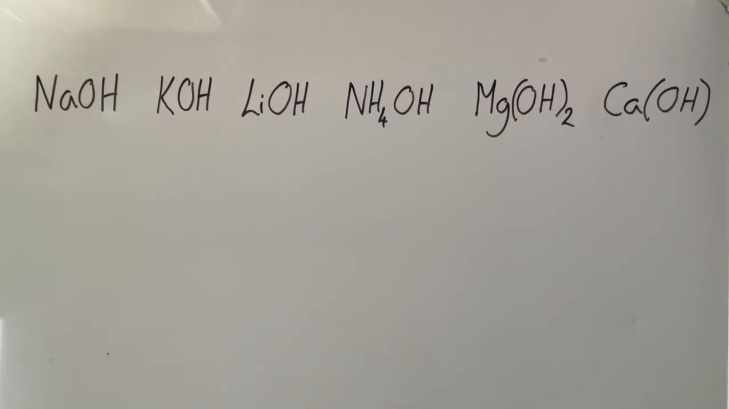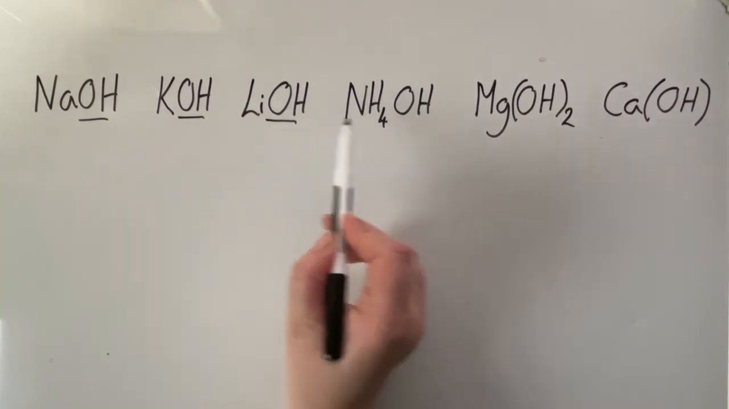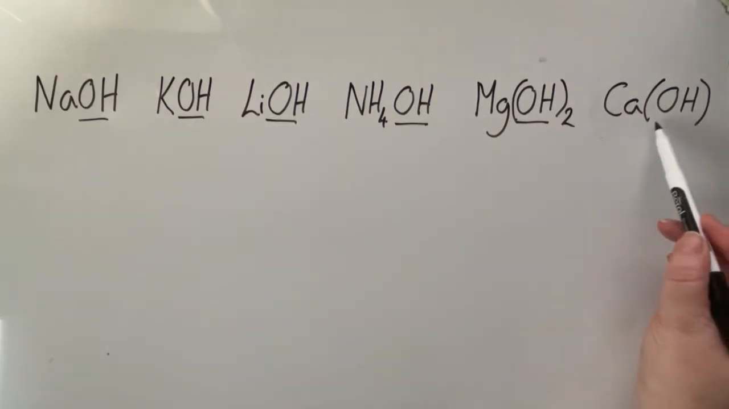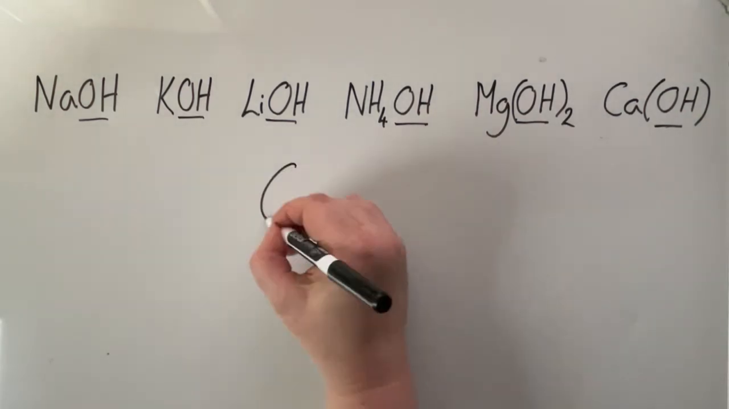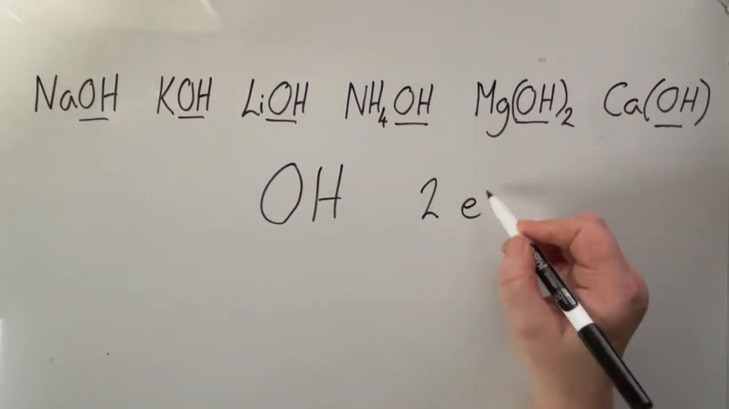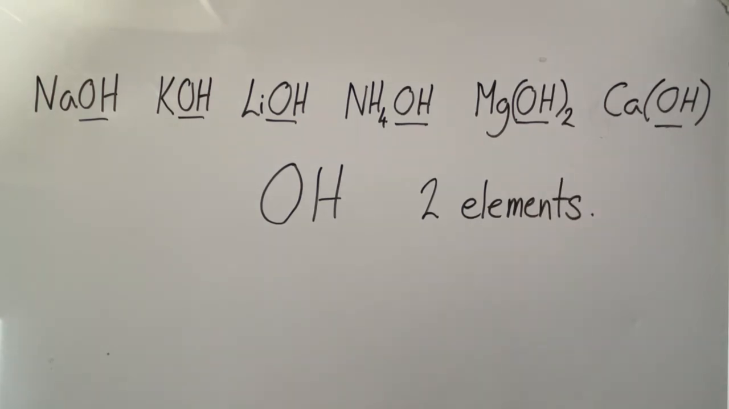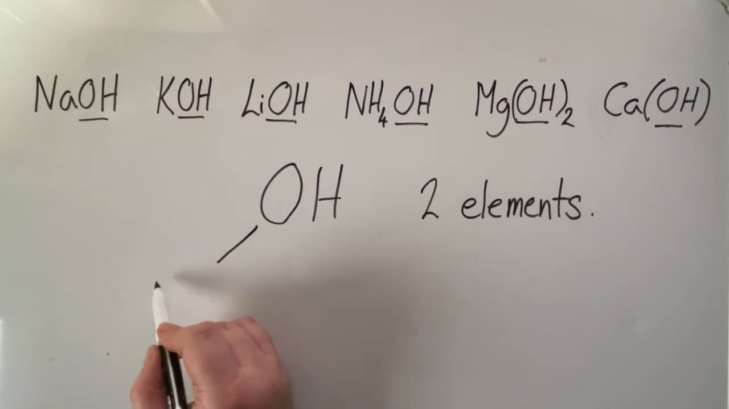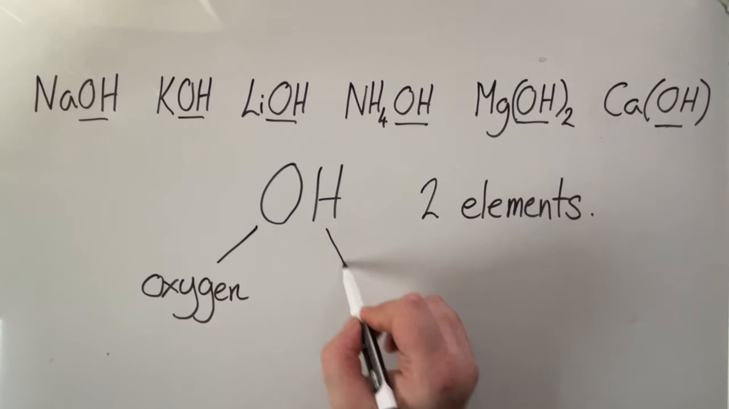If we have a look at all of the formulae of the alkalis together, there's a clear and striking similarity between them all. Every single one of them has this OH group attached. Because it's 2 capital letters, this OH must have 2 elements in it. And those two elements are oxygen and hydrogen.